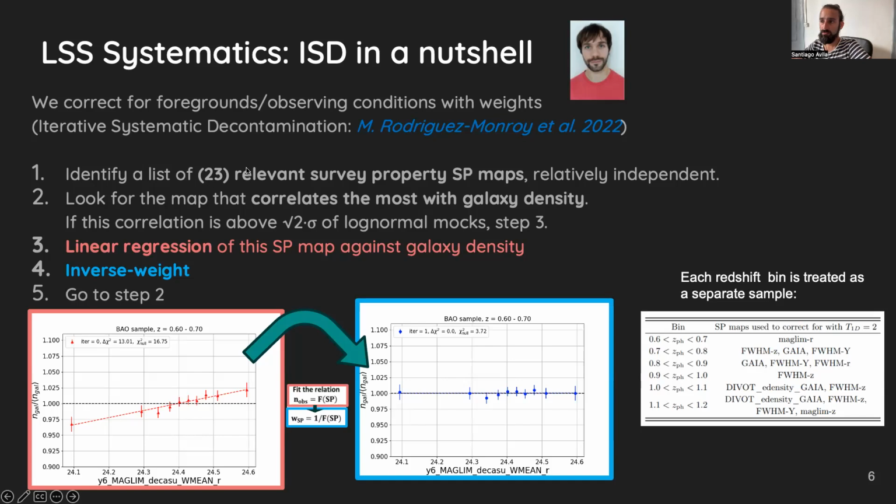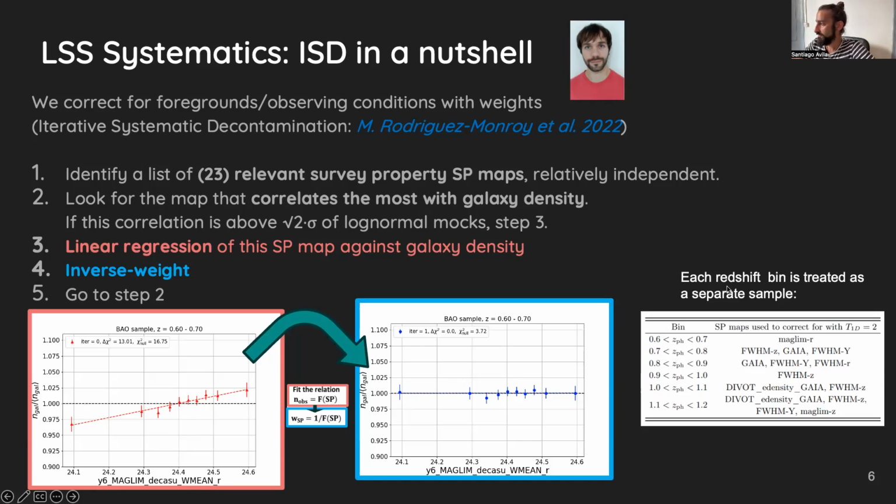So we identify a list of potential survey property maps that can include the systematics, 23 of them, relatively independent. We look for the map that correlates the most with the galaxy density. And if this correlation is above some threshold, then we correct for that with a linear regression, and then we do an inverse weighting, and then we basically eliminate the trend with depth in this case.